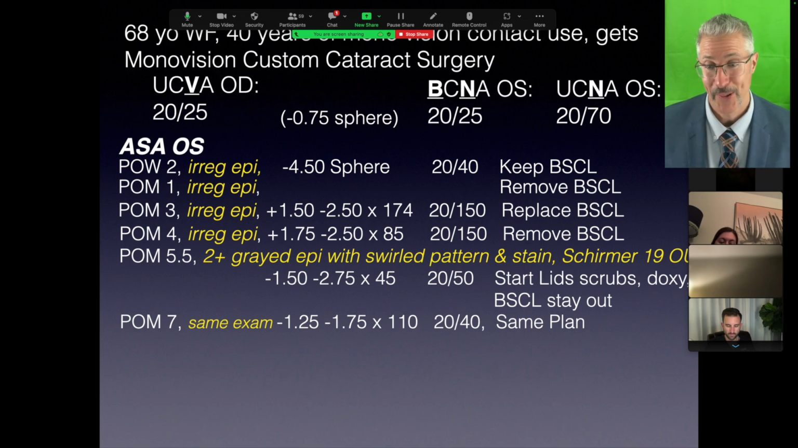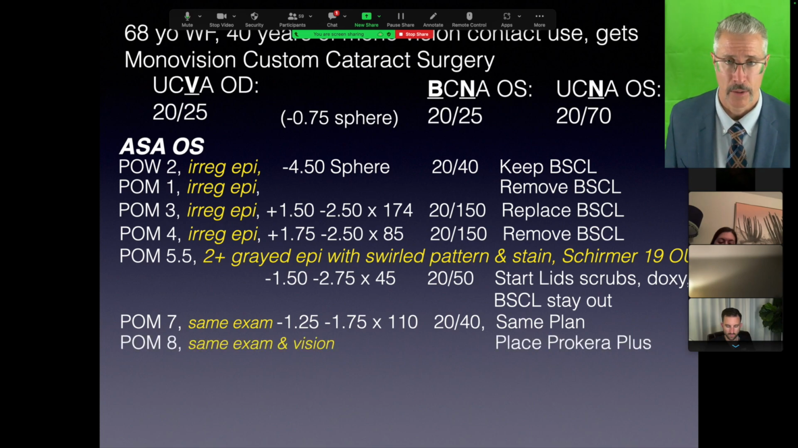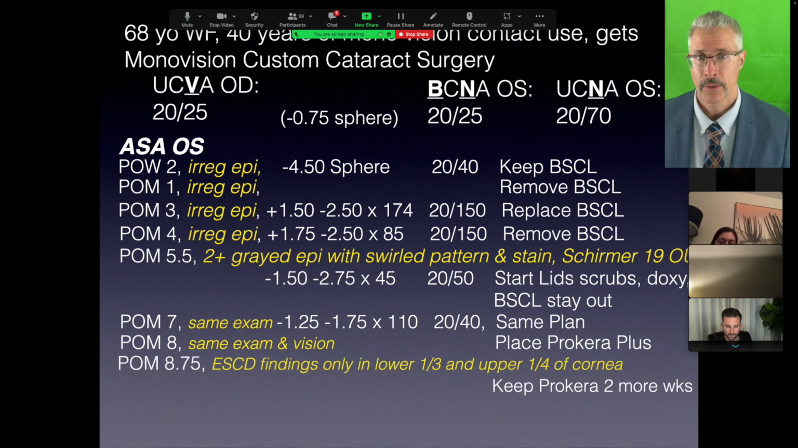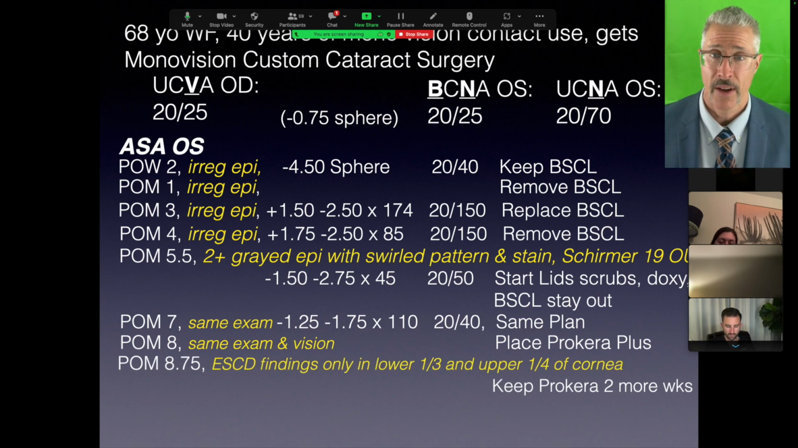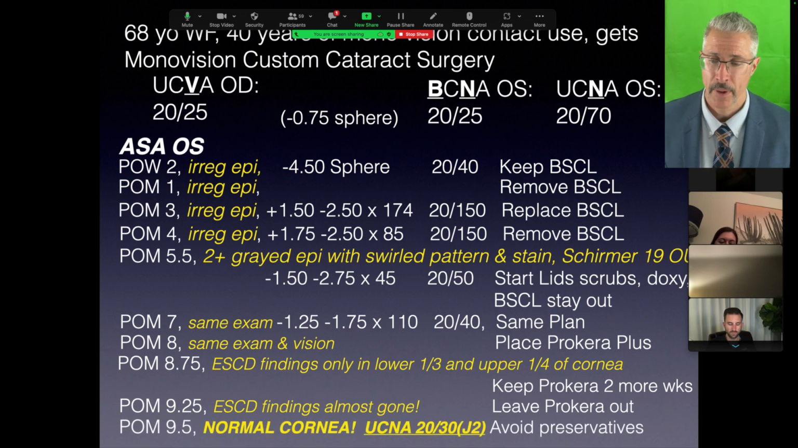I mean, this has been going on for a while. And gained a little ground, a little bit less prescription, gained a line of vision. Keep the same plan going, no change a month later. Let's place a Procera. Another month later, okay, it's a little better. The epithelial stem cell deficiency findings are only in the upper and lower corneas now. The middle's looking better. Keep the Procera in, a Procera Plus can last a long time. Another few weeks, it's almost gone, the epithelium, and then all of a sudden, another week, and it's a normal cornea with uncorrected vision of 20/30.